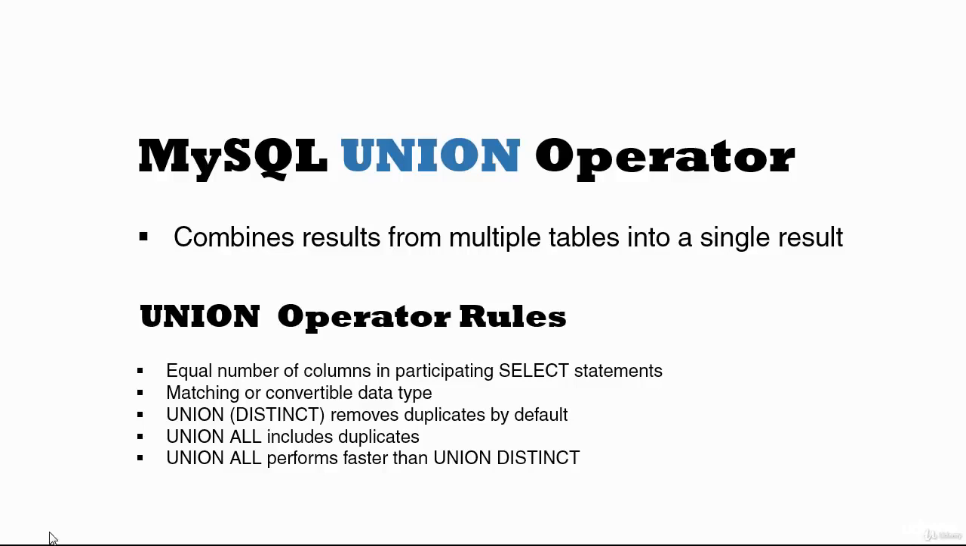So when you're specifying a union operator, you can use it with a distinct. If you use a distinct, it will remove all the duplicates. When you're using it without a distinct, it's still the same. By default, it eliminates duplicates. If you use the union operator with the all, it will include all duplicates. Union all is a lot faster than union distinct. So let's have a look at an example of how this works.